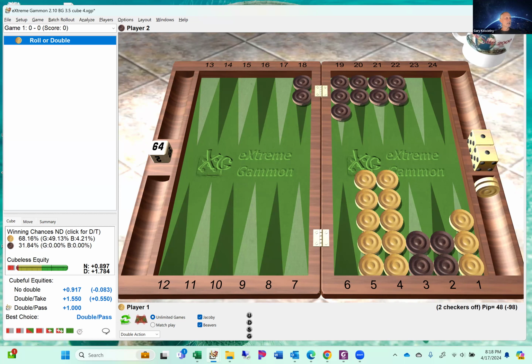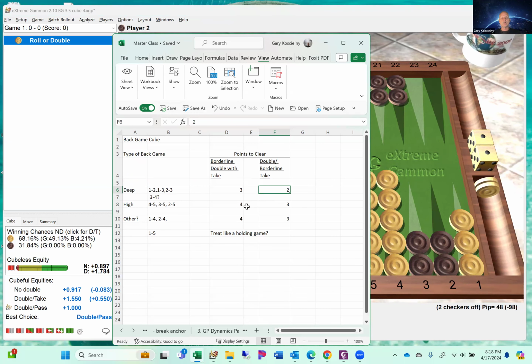So again, that's really all that Mochi talks about. There are a few examples later. We'll go over them again when we go over his quiz problems. But this is about it. So this is a fairly easy chart to memorize. It's a deep back game in which it's 3-2 in terms of doubling at 3, you pass at 2 points to clear, and for all the others, it's pretty much 4-3. You double when you have 4 points to clear, and you pass when you have 3 points to clear or less. So that's convenient.